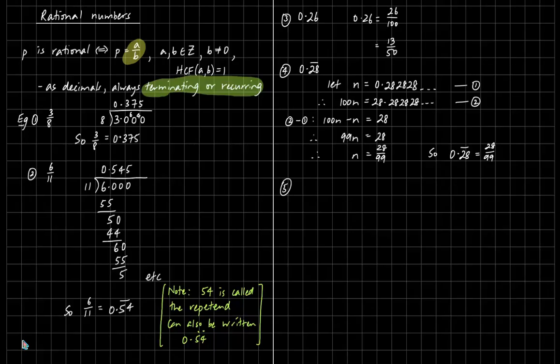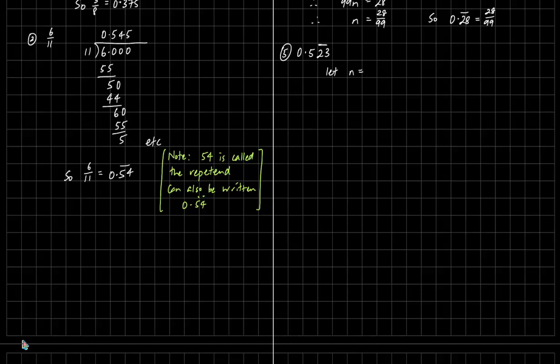So for this one here, we're going to say 0.523, but we'll just make the 2 and the 3 the repetend. Alright, so let's go down on the next line. I'm going to let n be equal to 0.523. Now I could just write it in the same way again, but sometimes it actually helps to see the pattern here. Remember, in this case the 5 is not repeated because the repetend sign there only goes above the 2 and the 3. So it's just the 2 and the 3 that is being repeated.